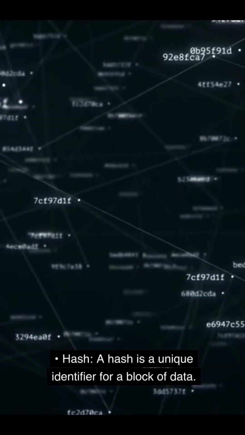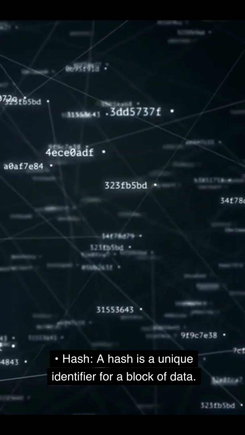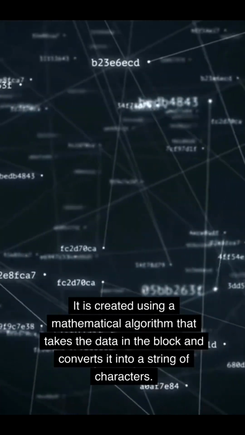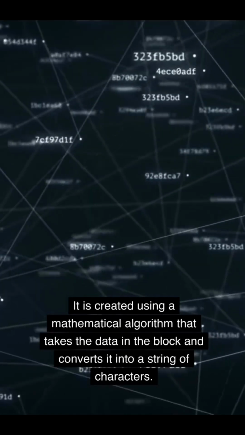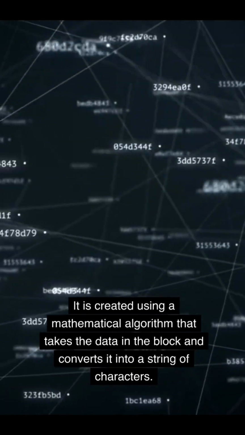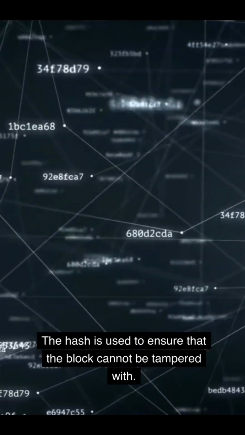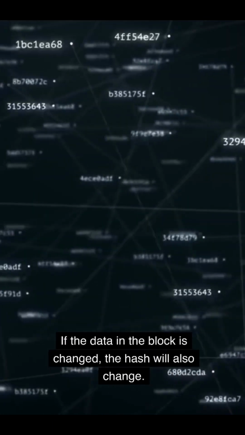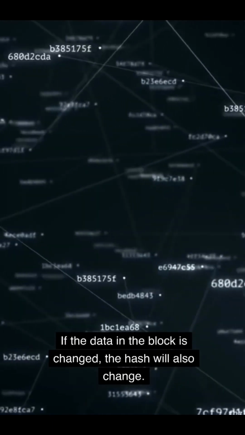Hash. A hash is a unique identifier for a block of data. It is created using a mathematical algorithm that takes the data in the block and converts it into a string of characters. The hash is used to ensure that the block cannot be tampered with. If the data in the block is changed, the hash will also change.